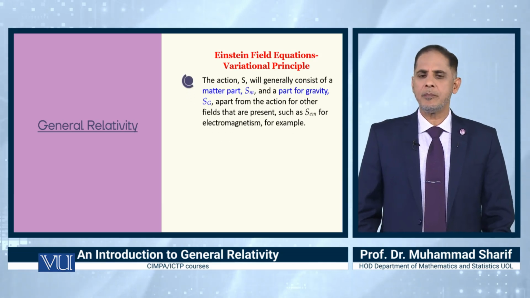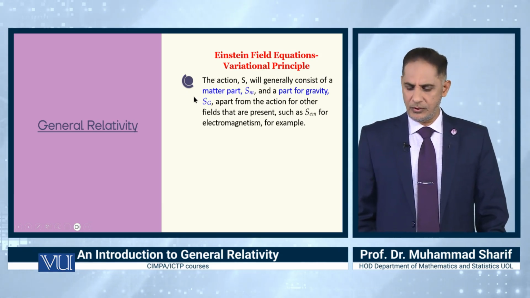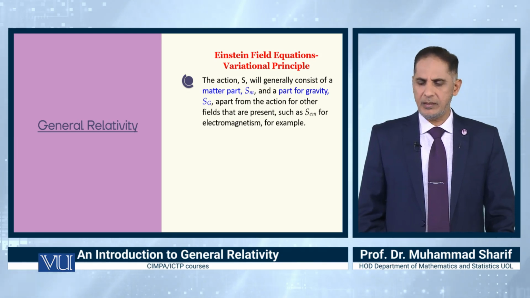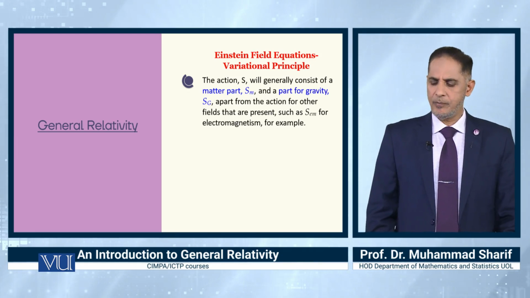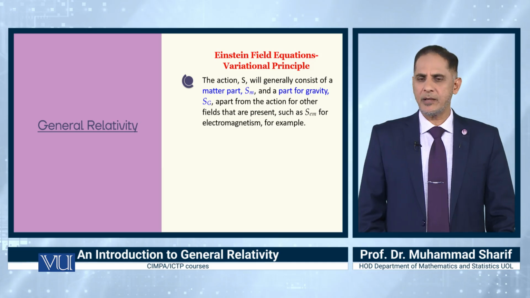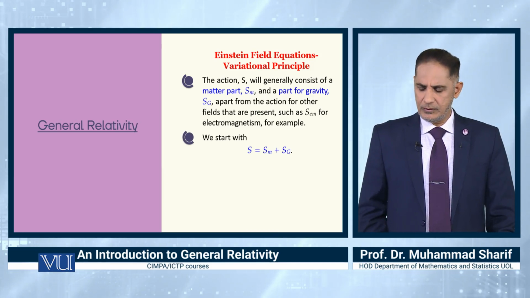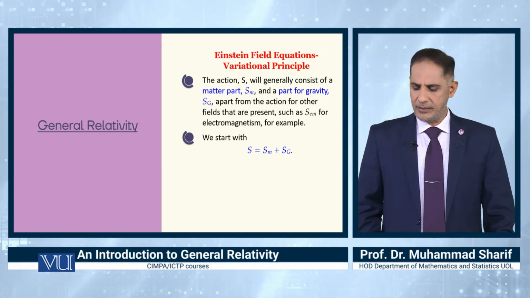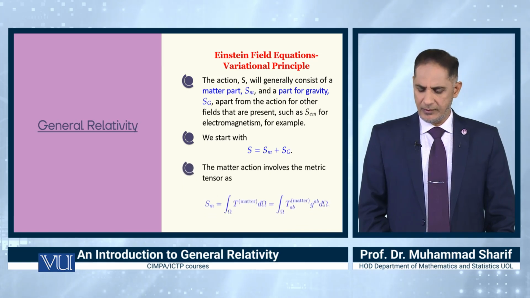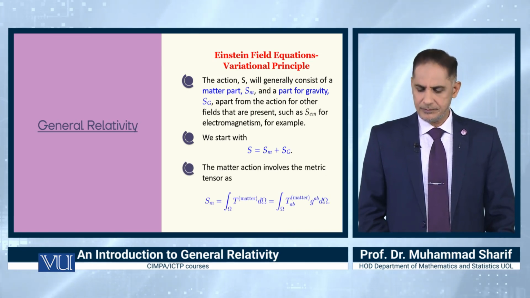In this procedure, we use the action and its variation. The action will generally consist of a matter part and a part for gravity denoted by Sg, apart from the action for other fields that are present, like the electromagnetic field and many others. We start with this action, which is the matter part and the gravitational part. The matter action involves the metric tensor as follows. Here we have written down the action for the matter part.